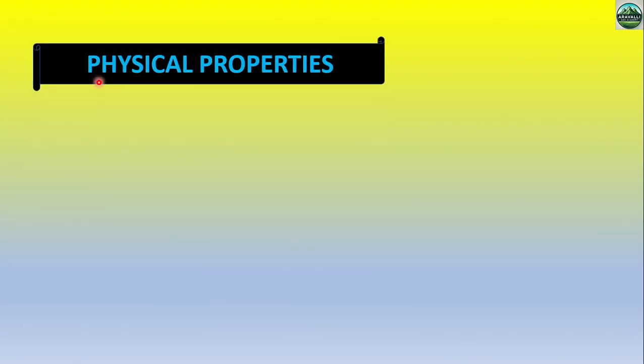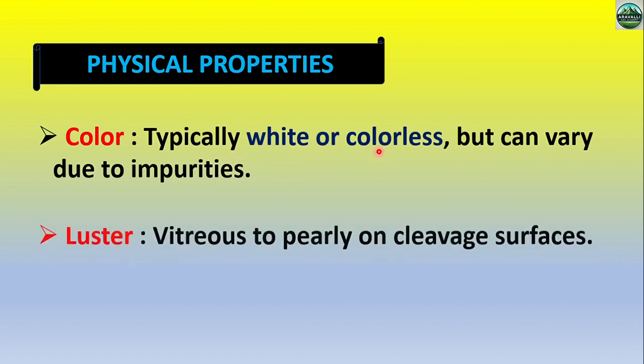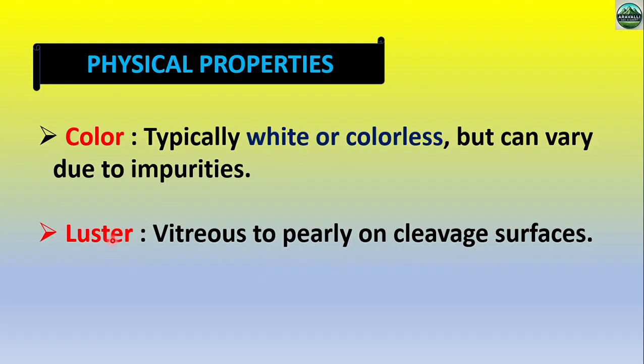First, we are going to discuss the physical properties of mineral calcite. The color of calcite is typically white or colorless, but can vary due to impurities. Color depends on the impurities, but generally the color of calcite is white as well as colorless. Second, the luster of calcite is vitreous to pearly on the cleavage surface. Third, the streak of calcite is white.